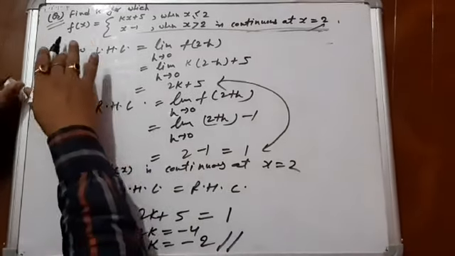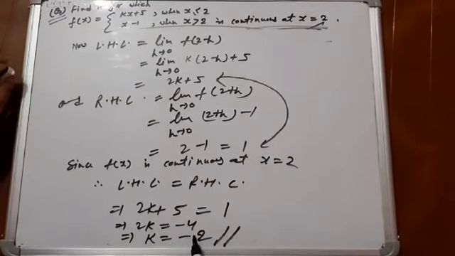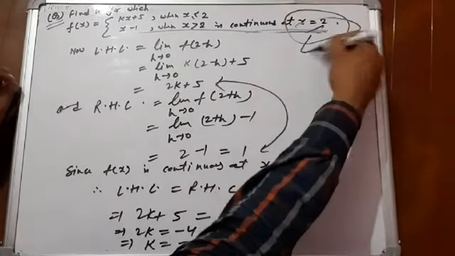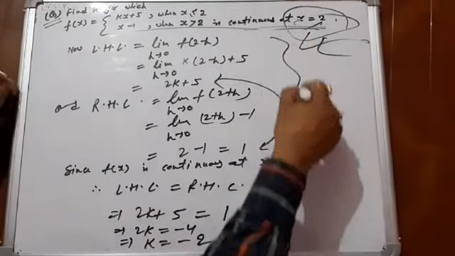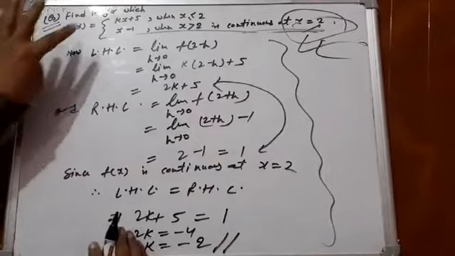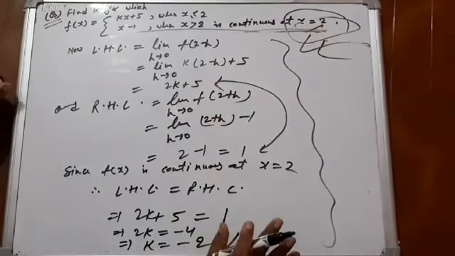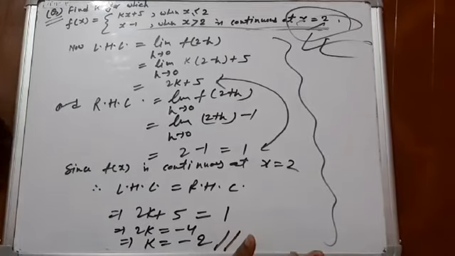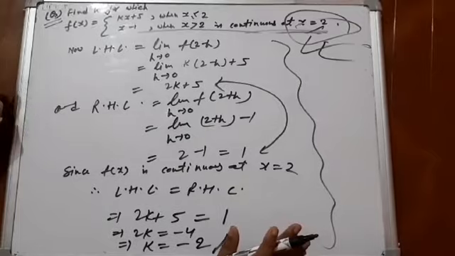So for this particular value of k, this function is continuous at x equal to 2. It is the process by which we are going to find out the value of the unknown portion given in the function at the given particular value. Okay, understood the concept? Now let us see one more problem on it.